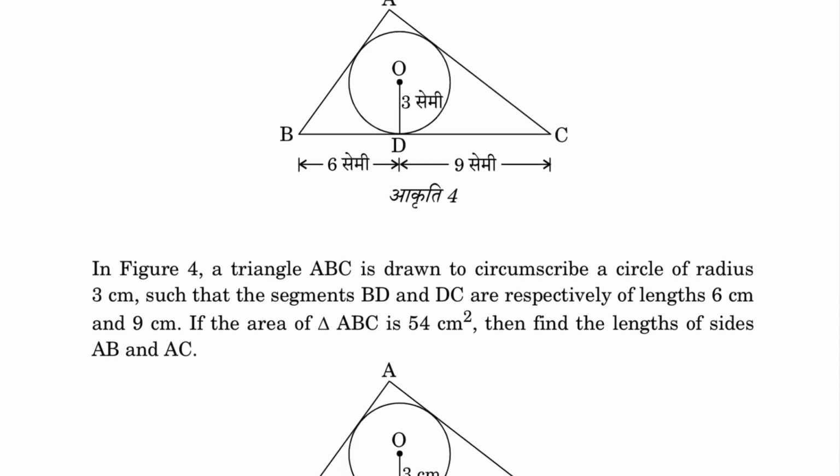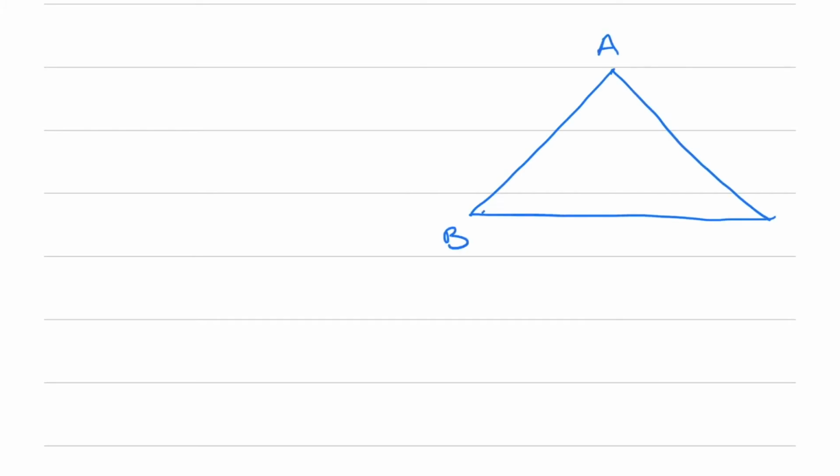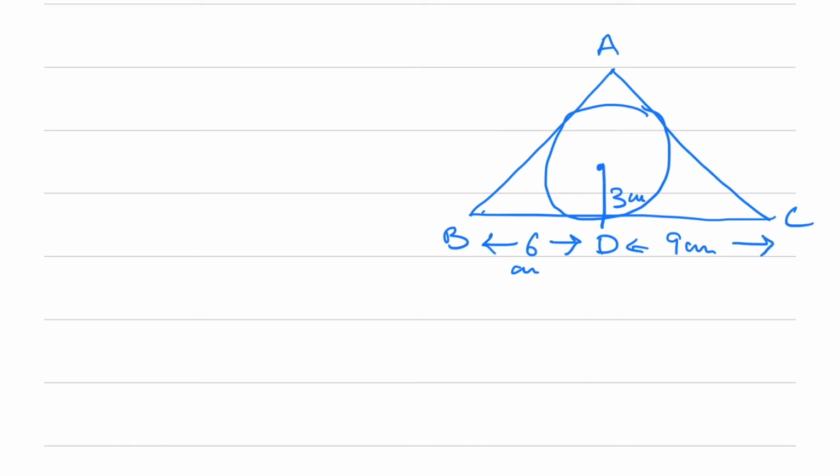Question number 8. In this question, we are given a triangle ABC that is circumscribing a circle of radius 3 cm. This point is D, and we are given this as 6 cm and this as 9 cm. Area is given as 54 cm square, and we have to find AB and AC.